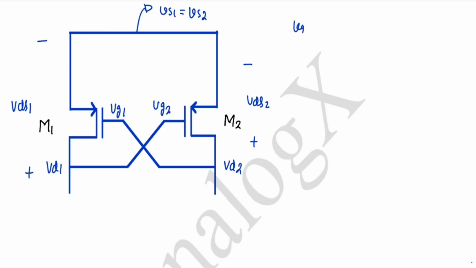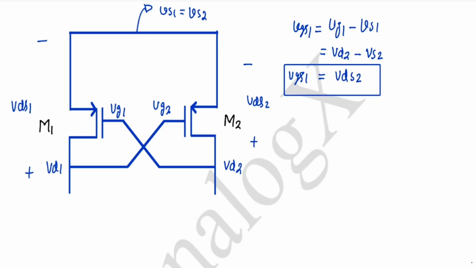Now what will be the VGS1? VGS1 is VG1 minus VS1, and VG1 is this VG2. So that is VG2. And what is VS1? VS1 equal to VS2, so that will be VDS2. This we can already see in this loop. If we move around this loop, we can see that VDS2 equal to VGS1. So let me call this equation 1.